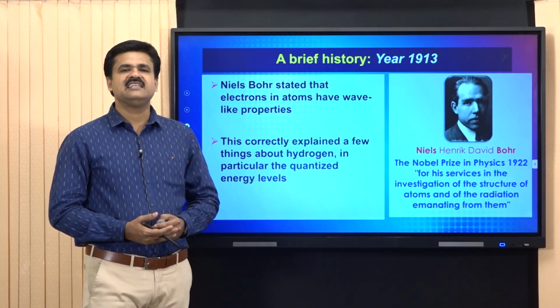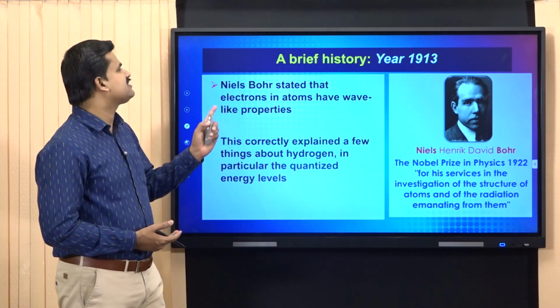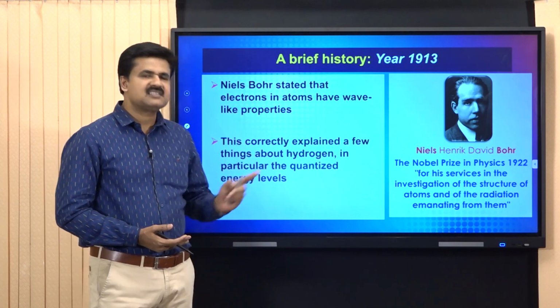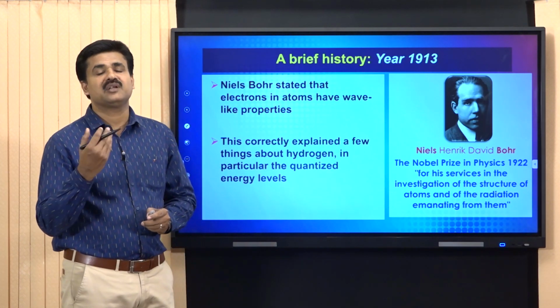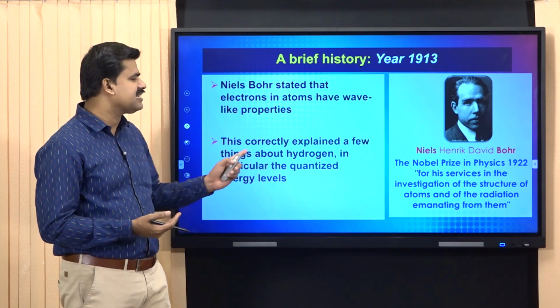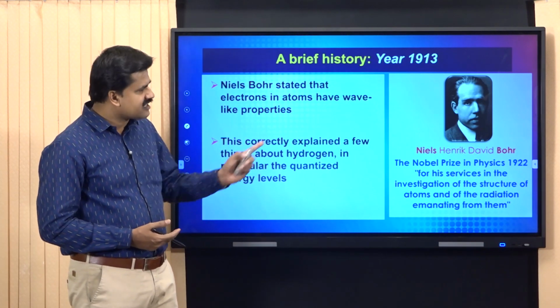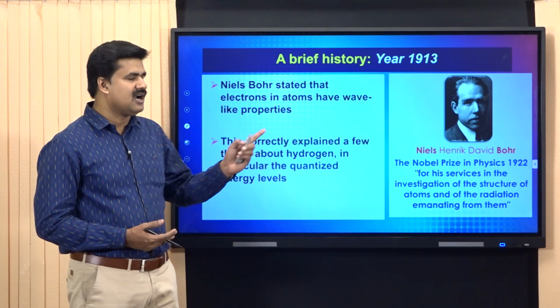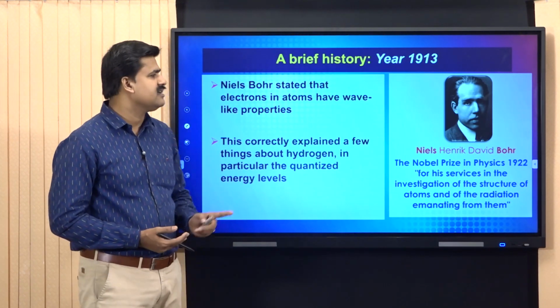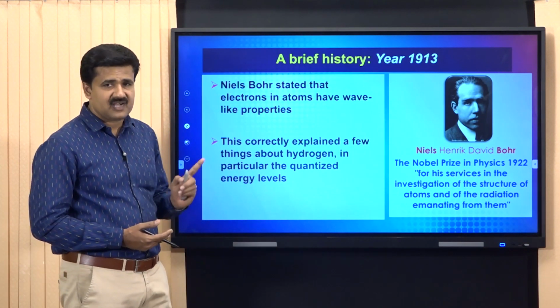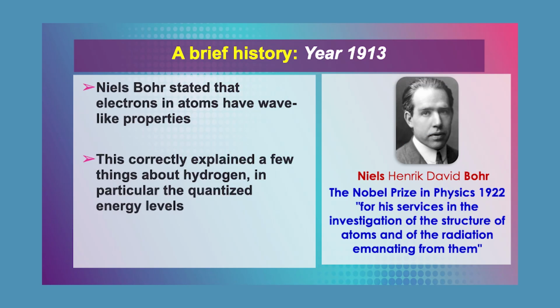In the year 1913, Niels Bohr stated that electrons in an atom have wave-like properties. This correctly explained a few things about hydrogen, in particular the quantized energy levels present in hydrogen. Niels Bohr, the correct name Niels Henrik David Bohr, also won the Nobel Prize in the year 1922 for his service in the investigation of the structure of atoms and the radiation emanating from such atoms.